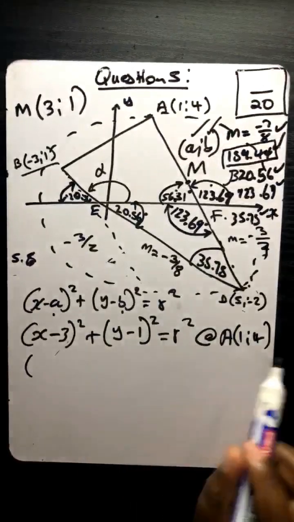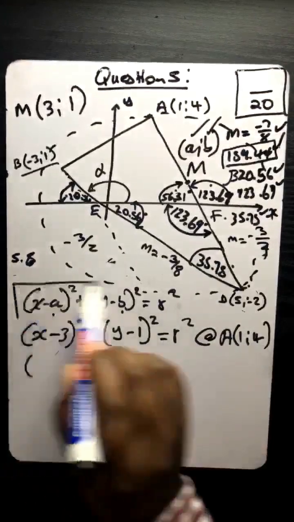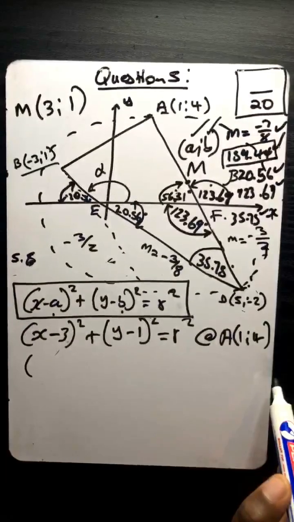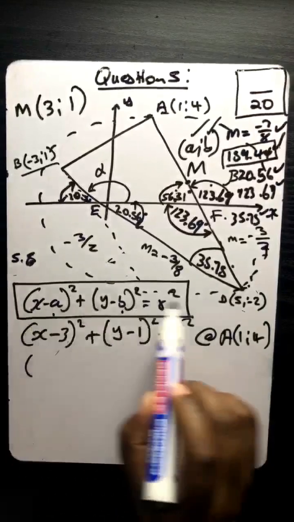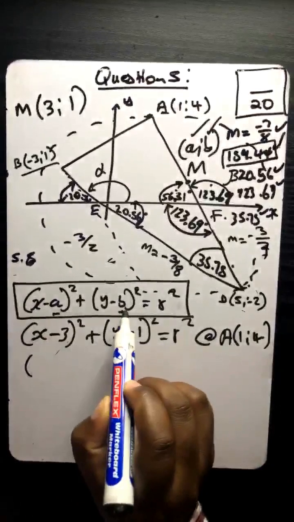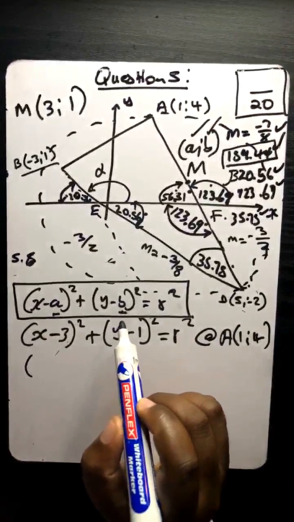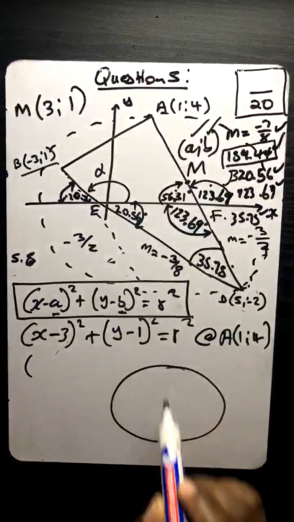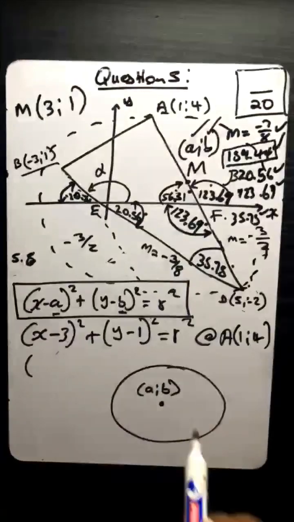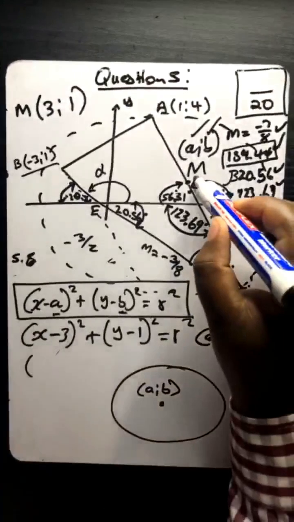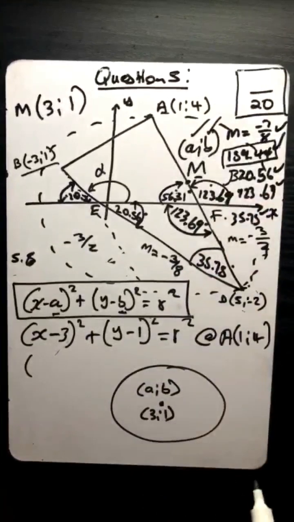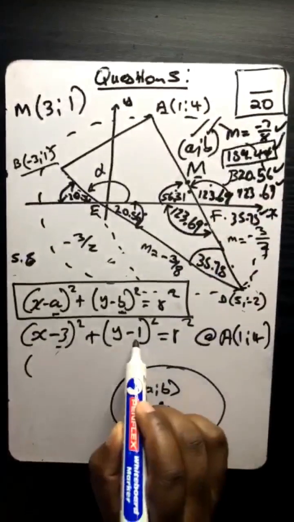Okay, so at all times, this is the standard equation or the standard formula of a circle. Every circle has this, and A and B refer to the coordinates at the center of the circle. So if you have a circle, at the center, the coordinates are A and B. We calculated that point being the center, and the coordinates were 3 and 1. So that is why we are substituting 3 and 1.